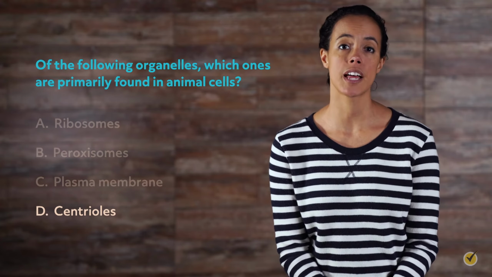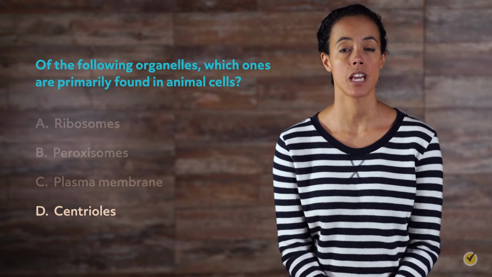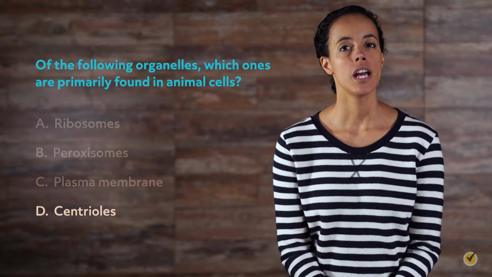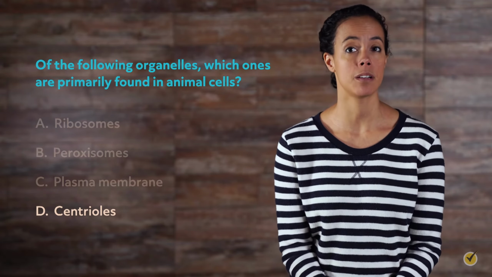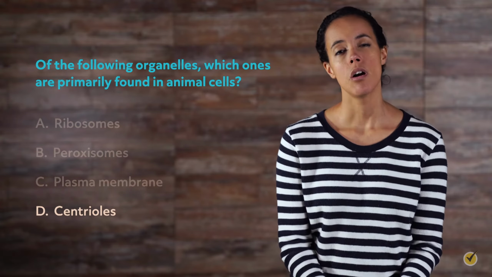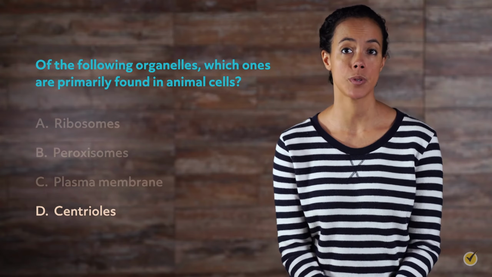Both plant and animal cells have ribosomes and peroxisomes. Even though plant cells have a cell wall, they also have a plasma membrane like animal cells. With few exceptions, only animal cells have centrioles for mitosis and meiosis.